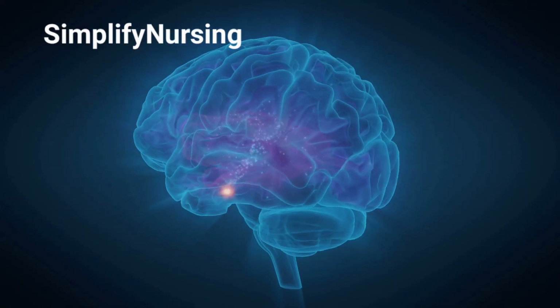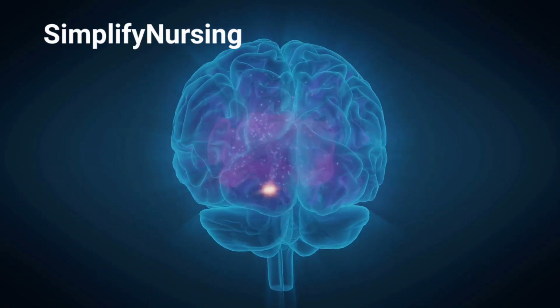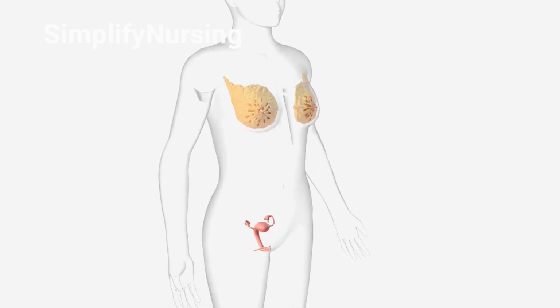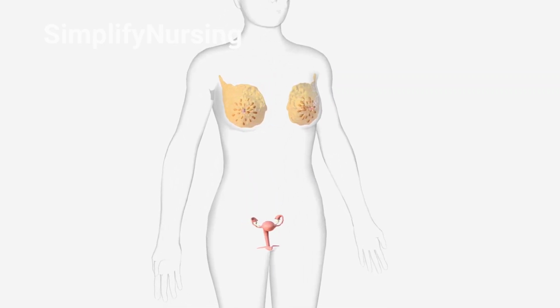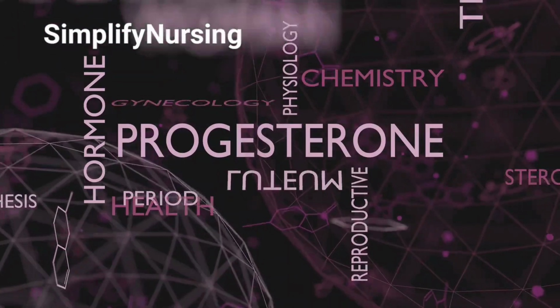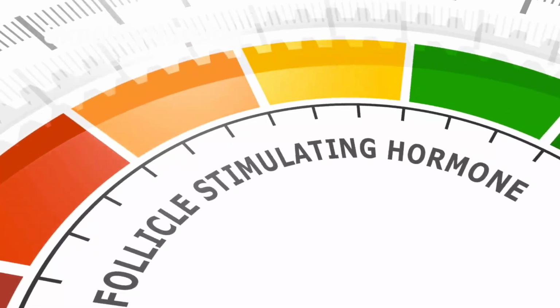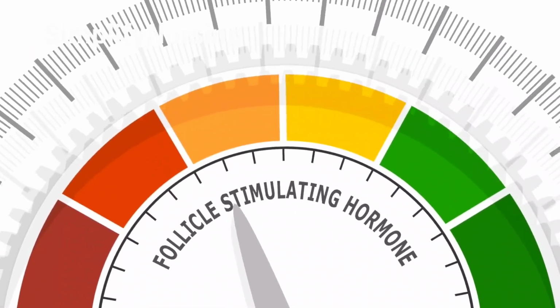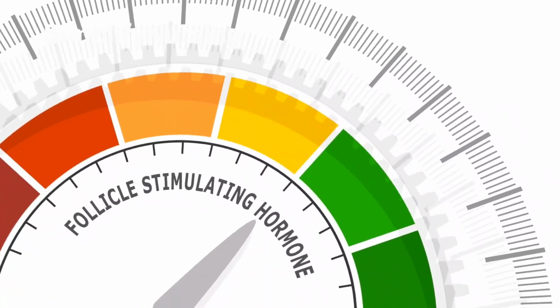Hormonal regulation. The hypothalamus, pituitary gland, ovaries, and uterus work together through a feedback loop involving hormones such as estrogen, which promotes the development of female secondary sexual characteristics and regulates the menstrual cycle. Progesterone prepares the endometrium for potential implantation and maintains pregnancy. Follicle-stimulating hormone, or FSH, and luteinizing hormone, or LH, regulate the menstrual cycle and ovulation.